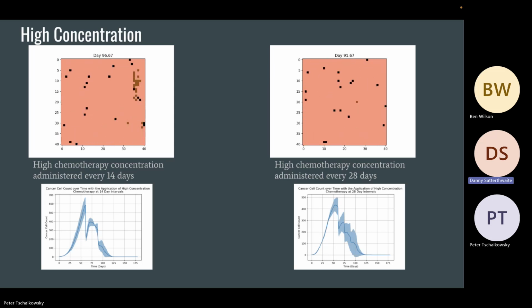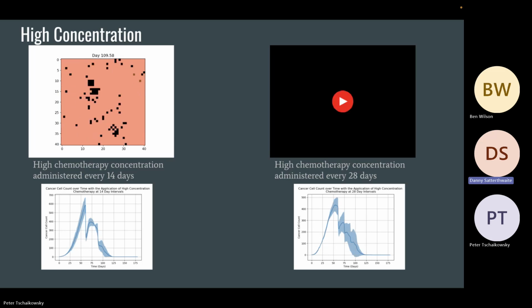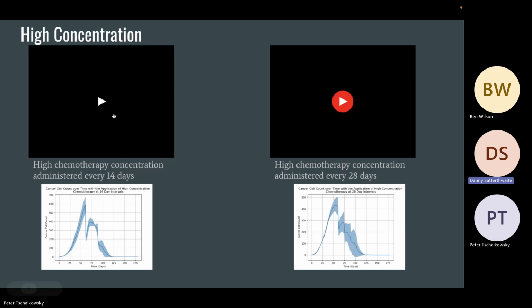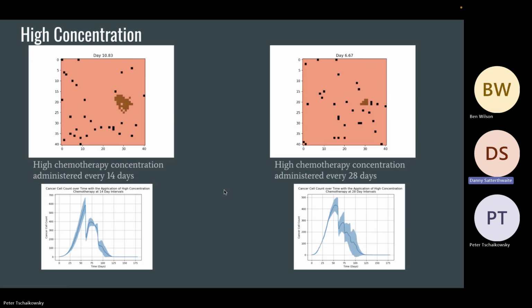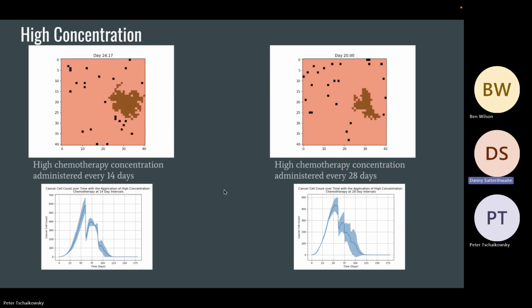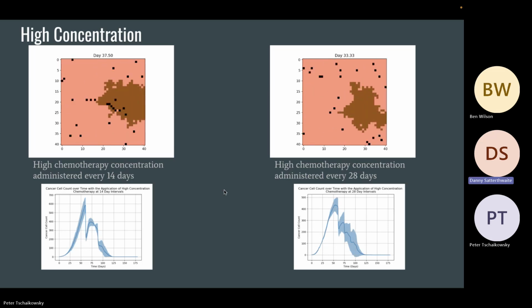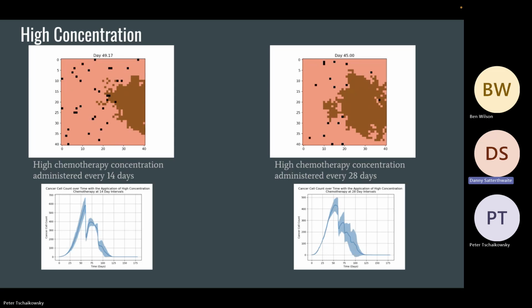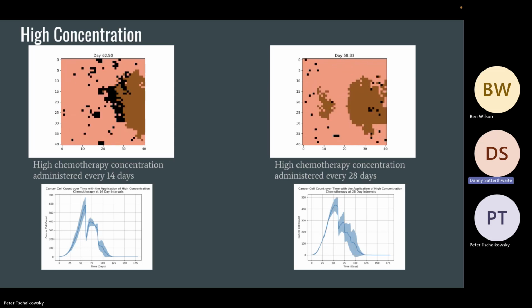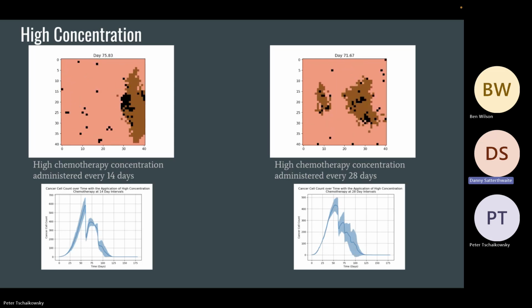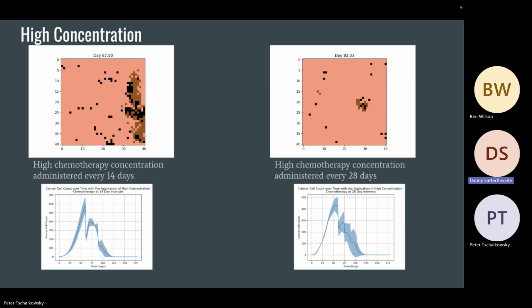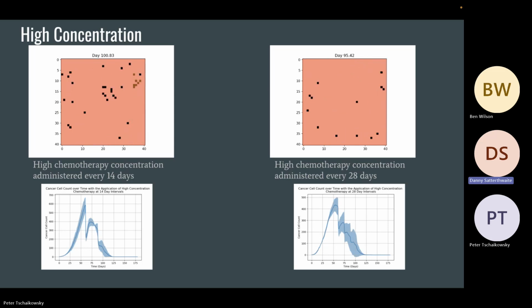This can be seen with more pronounced pulses of black cells, which we'll see momentarily contrast with the lower concentration chemo application. Lastly, as we'd expect, the more time goes on, the more rounds of chemo are applied, and the tumor is eventually eliminated, which results at the 125-day mark in both cases.